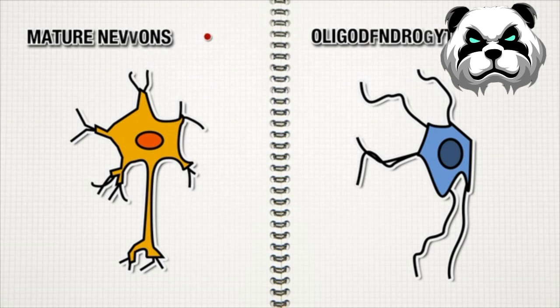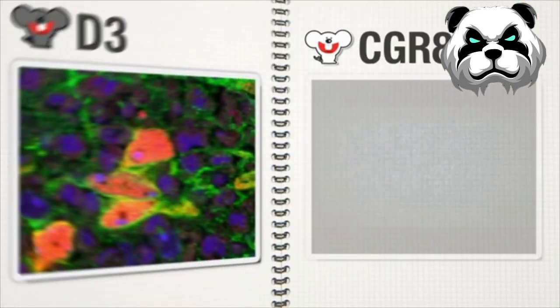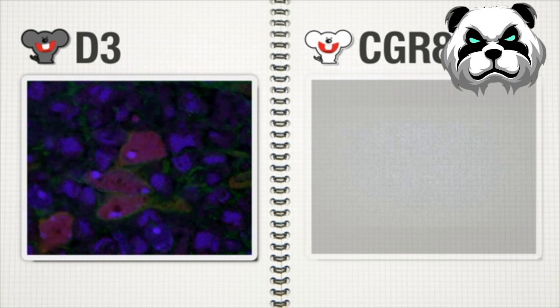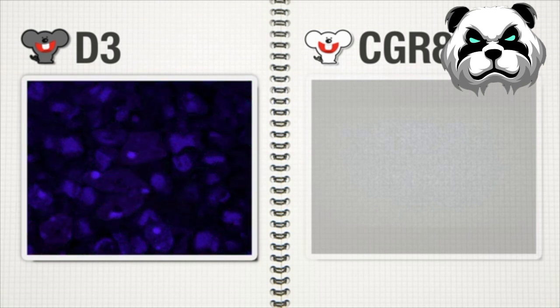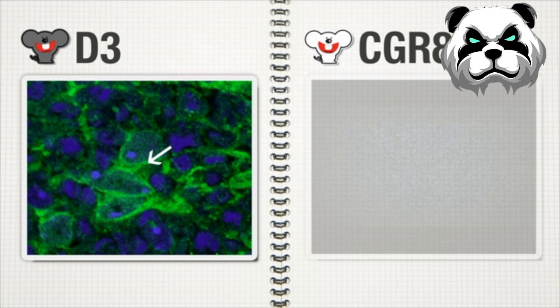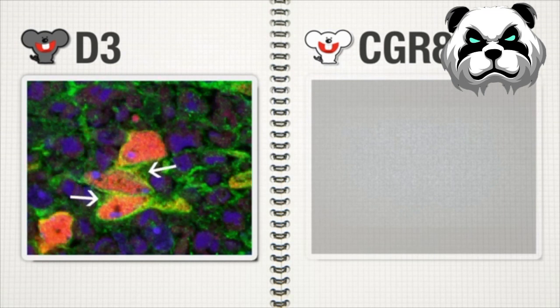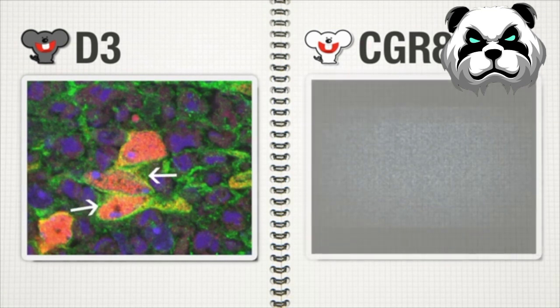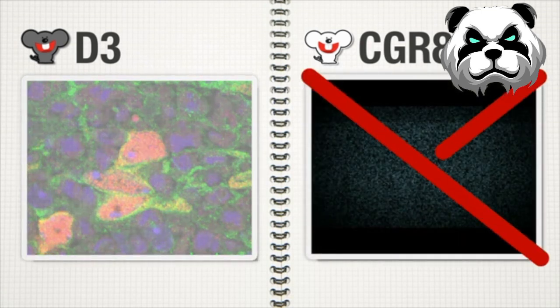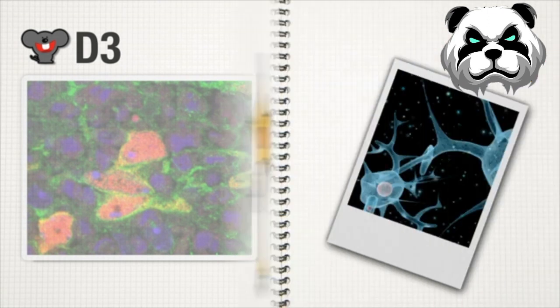The tissues were also tested for the presence of oligodendrocytes and mature neurons. The D3 tissue had substantial amounts of oligodendrocytes, which produced a layer of myelin around the mature neurons, thus reproducing their functioning in vivo. No cell of this kind was found in the CGR8 sections.